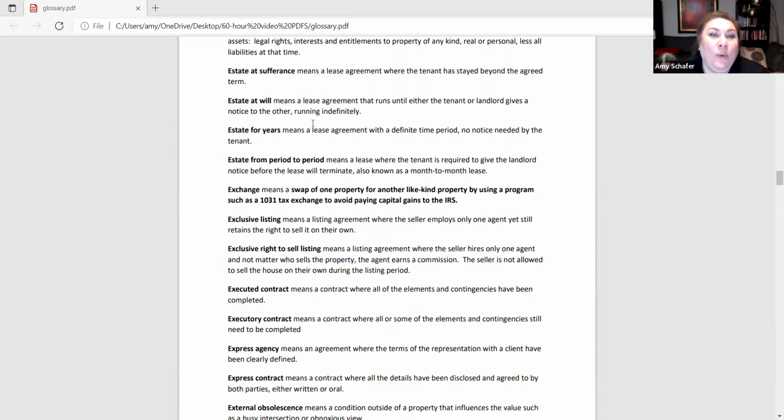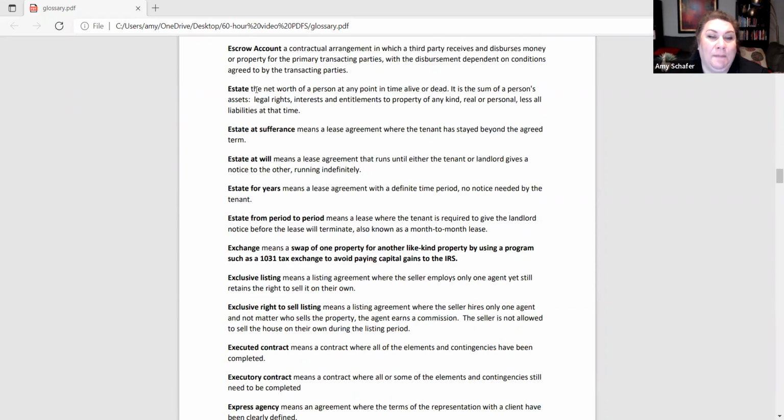Okay, we've got several estates here. An estate can be personal or real property created while someone is alive or even upon their death. These next 4, estate at sufferance, at will, for years, and period to period, these are all types of leases.